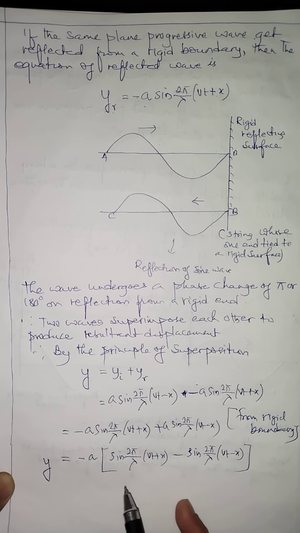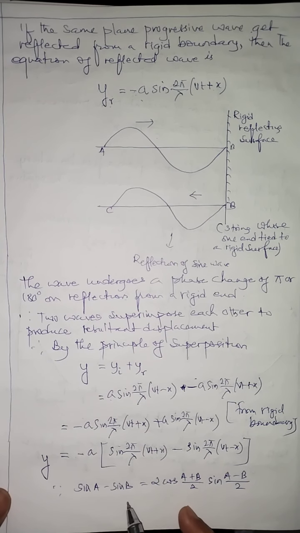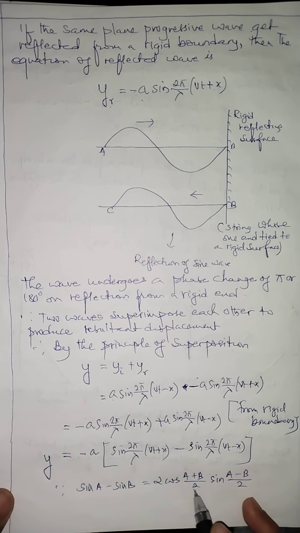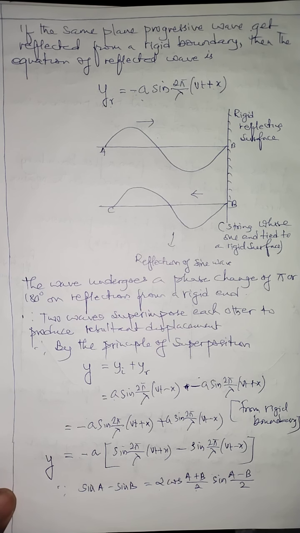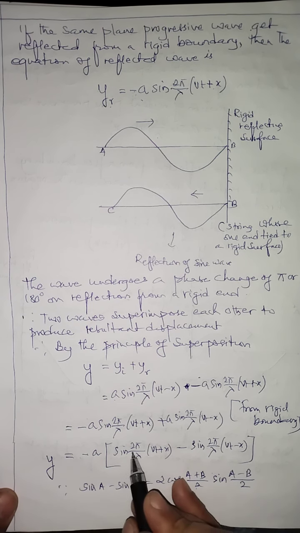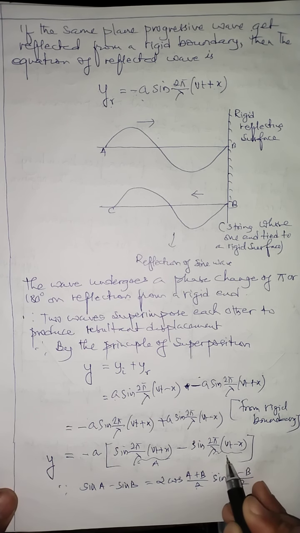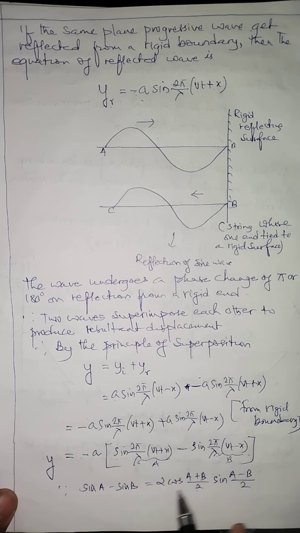Now in this particular relation, I am going to use one of the trigonometry formulas for multiple angles, an important formula: sin A minus sin B equals 2 cos (A plus B)/2 sin (A minus B)/2. Considering the same way, I take this whole quantity as A and this whole quantity as B. Sin A minus sin B I expand by this relation, 2 cos (A plus B)/2 and sin (A minus B)/2.